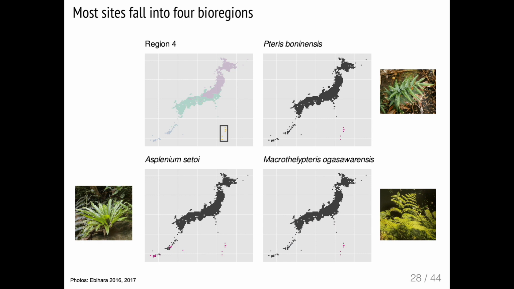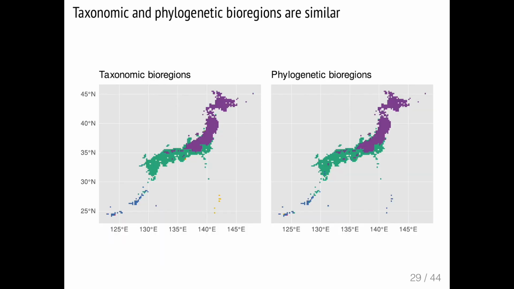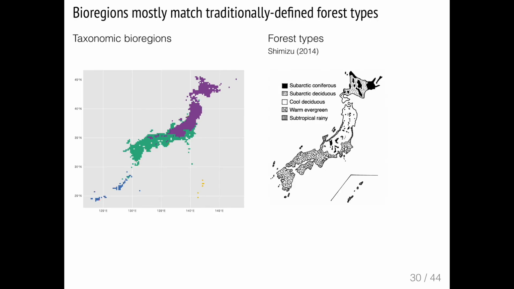Okay, so what about bioregions analyzed using phylogeny? Well, it turns out that the phylogenetic bioregions are actually quite similar to the taxonomic bioregions. This suggests that bioregions in Japanese ferns are due to both tip-level diversification as well as deeper splits in the tree. Interestingly, the bioregions identified here with ferns match those traditionally defined on an ad hoc basis for forest types. This suggests that ferns can be used as good environmental indicator organisms in Japan.